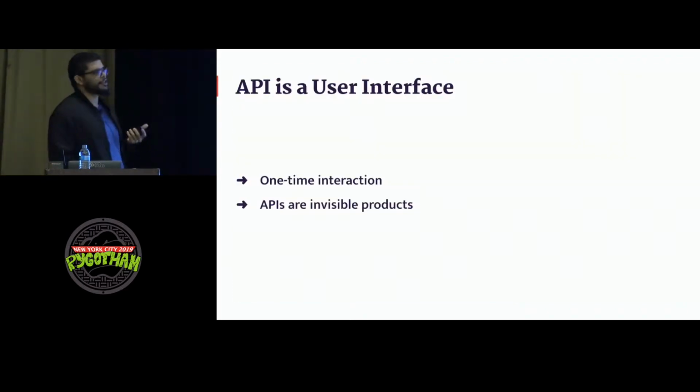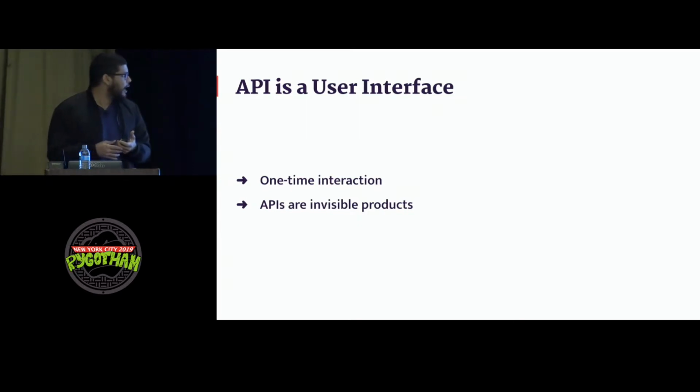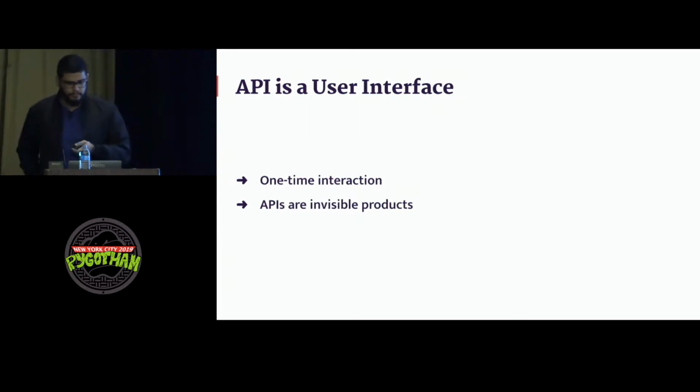But why do we tend to ignore this fact? I have two guesses. The first one is that there is a one-time interaction from the developer with the API. And the other guess is that they are invisible. Yeah, like APIs, developer tools, infrastructure as a service, they're all invisible products. We don't have a graphical user interface to interact with on a day-to-day basis.